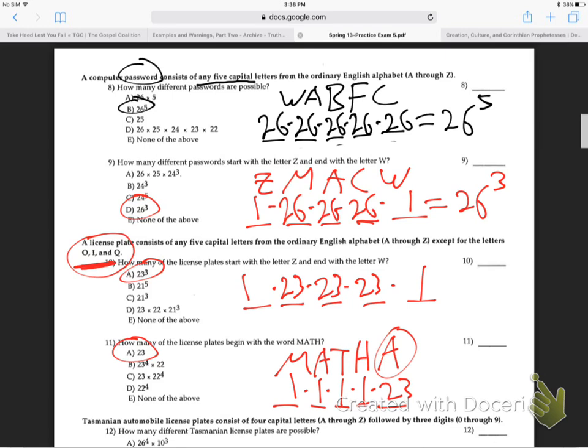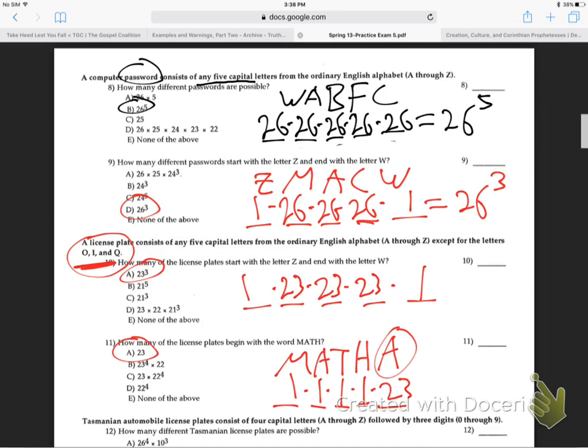Does that make sense? That happens even if the problem goes to a new page, so you got to kind of watch out. If you're ever confused about which instructions apply, look back to the last time instructions were given. They hold until new instructions are given. So it's just 23. Just 23 letters can go in the back because you can't use O, I, and Q. M-A-T-H, math, there's only one option for each of those.